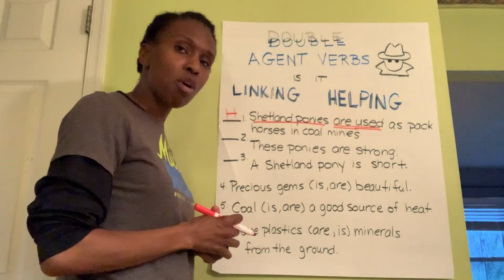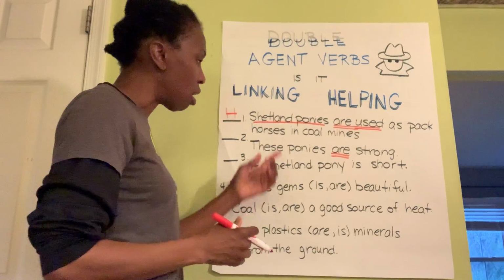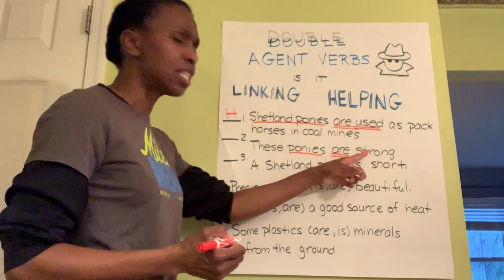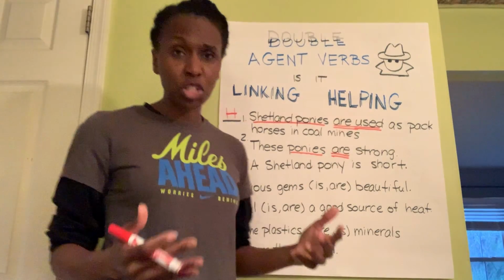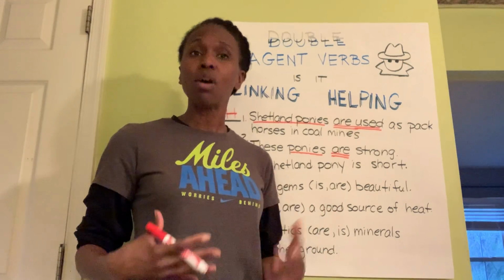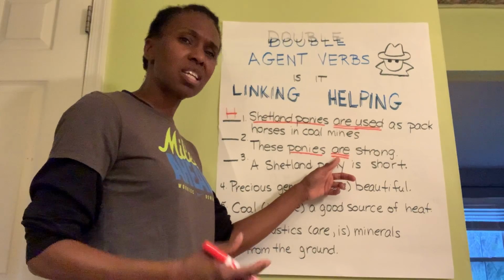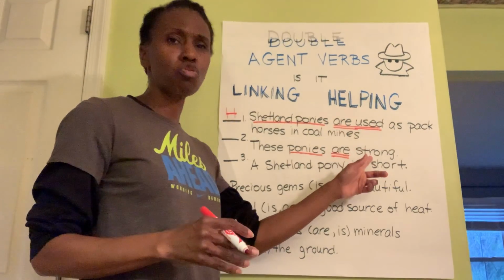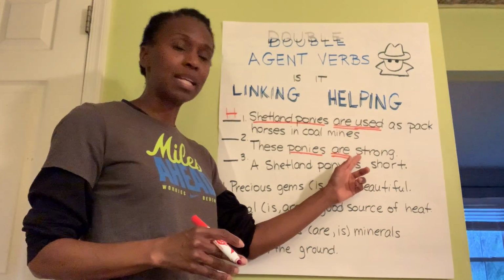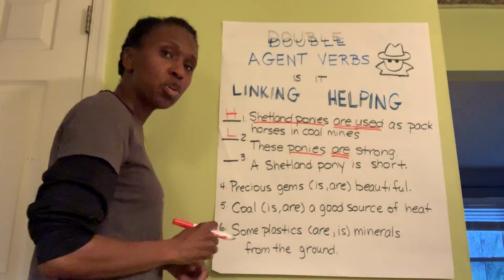All right, for number 2, these ponies are strong. Okay, in your book, are is underlined. What are the ponies? When we look right behind are, I see strong. Now, is strong an action verb? Can you strong in a corner? No. Strong is an adjective. It's describing. So are is linking ponies to strong. So are isn't working as a helping verb because there's no action verb behind it. It's actually working as a linking verb. Okay, so for number 2, you can put L.